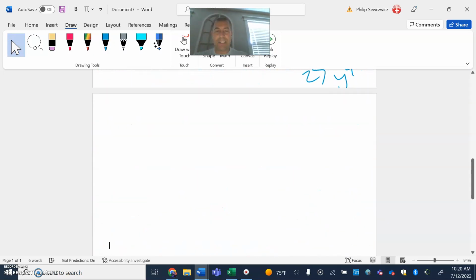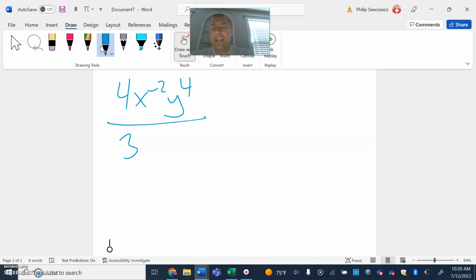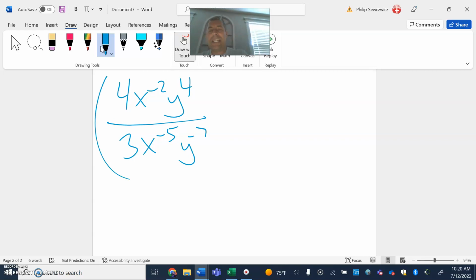Get some blank space here. All right, so let's go with 4 x to the negative second power, y to the fourth power, over 3 x to the negative fifth power, y to the negative seventh power. And we're going to raise it all to the second power.